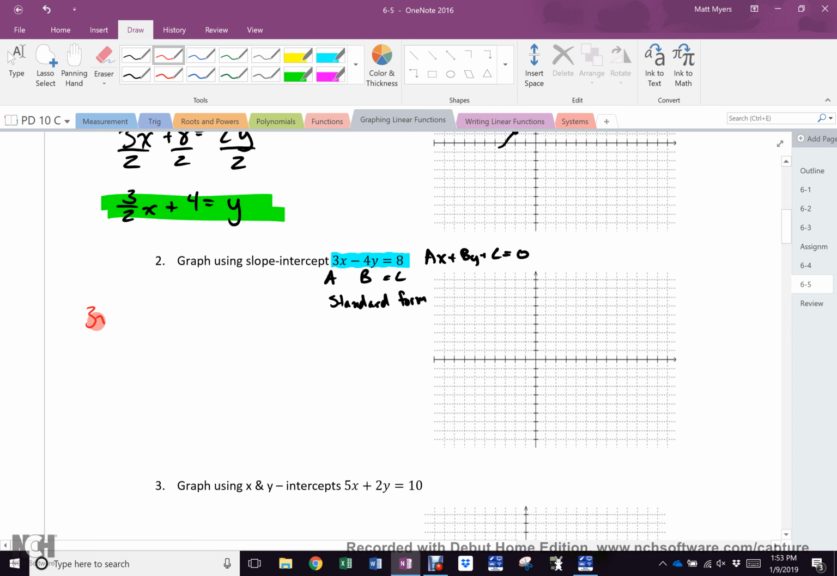So, let us isolate y. What has to move? I'm going to move that, so y becomes positive. So I end up with 3x minus 8 equals 4y. Then what? And what is my final answer? 3/4 x minus 2.